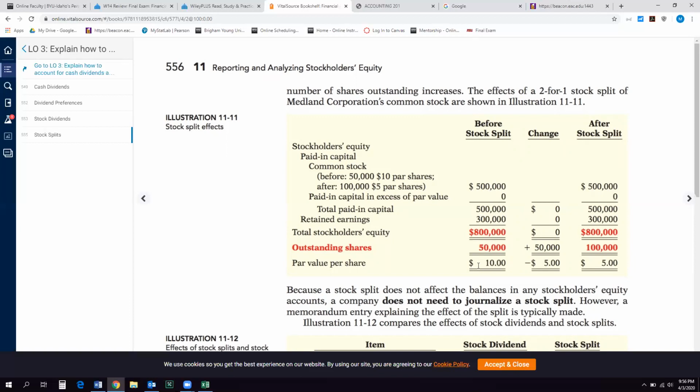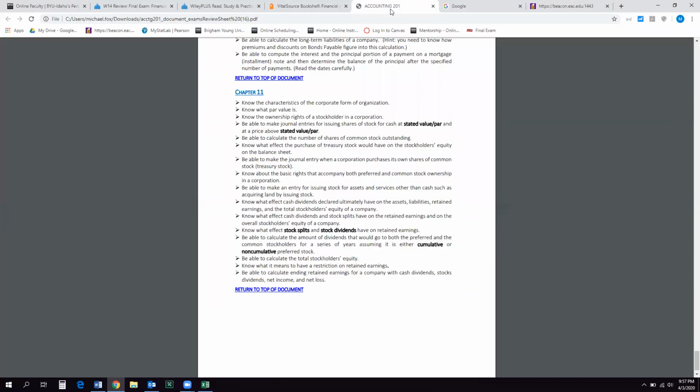When we do a stock split, this is a 2-for-1 stock split. The value of the stock doesn't change at all. We still have $500,000 worth of stock, still have $300,000 in retained earnings, so $800,000 total stockholders' equity. But now we have 100,000 outstanding shares, and the par value per share is $5. So all a stock split does is double the amount of outstanding shares and cut in half the par value per share. So that's the difference between the two.